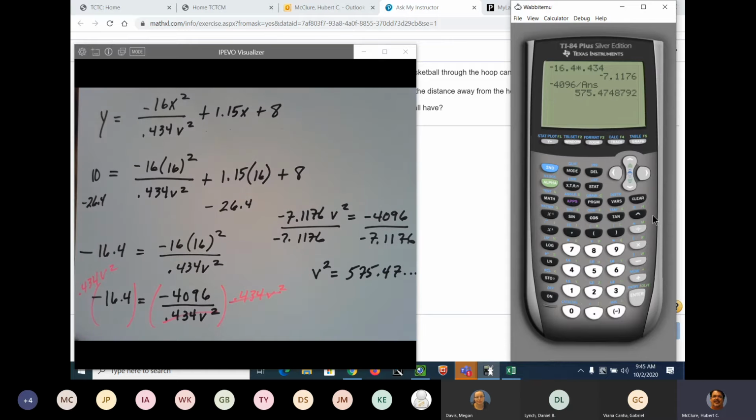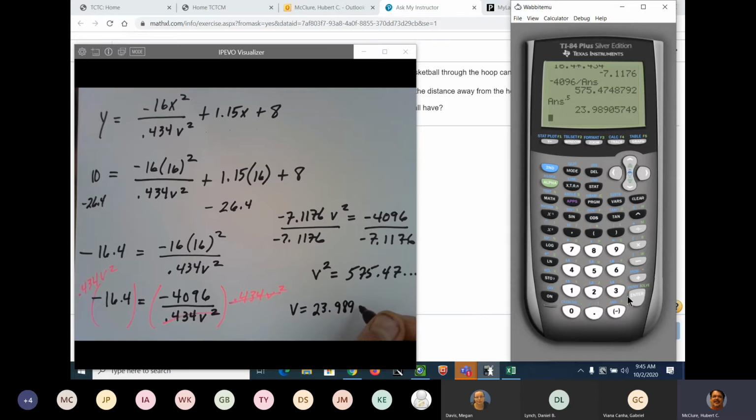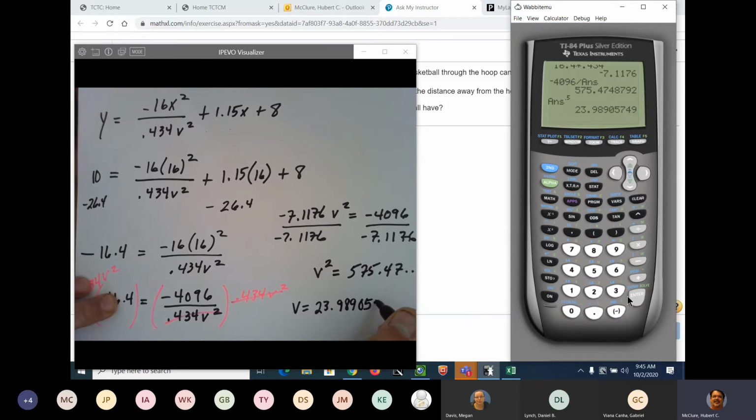And raise that to the 0.5 power. I get 23.989. So v is equal to 23.989 feet per second. 24 feet per second.